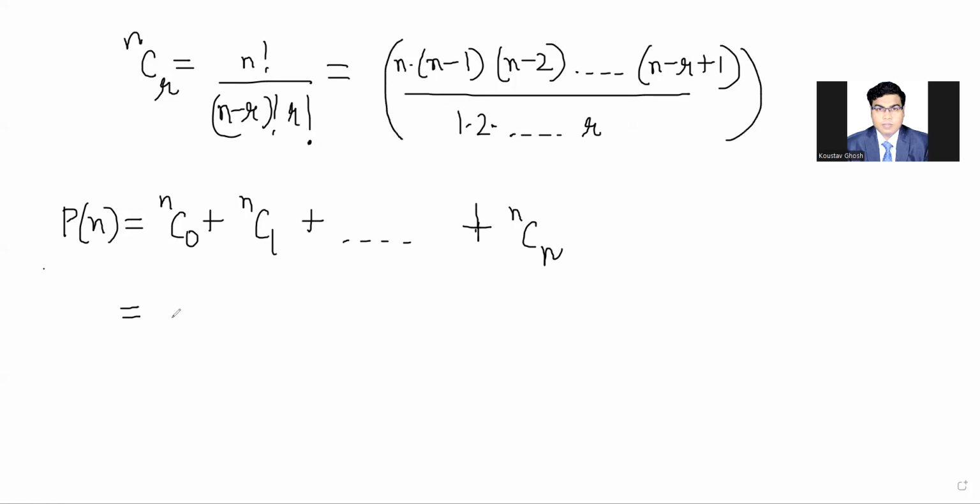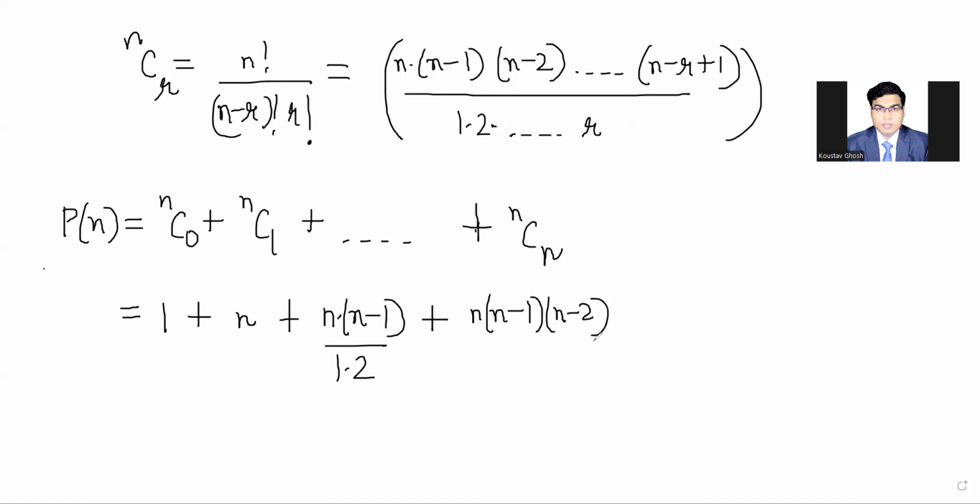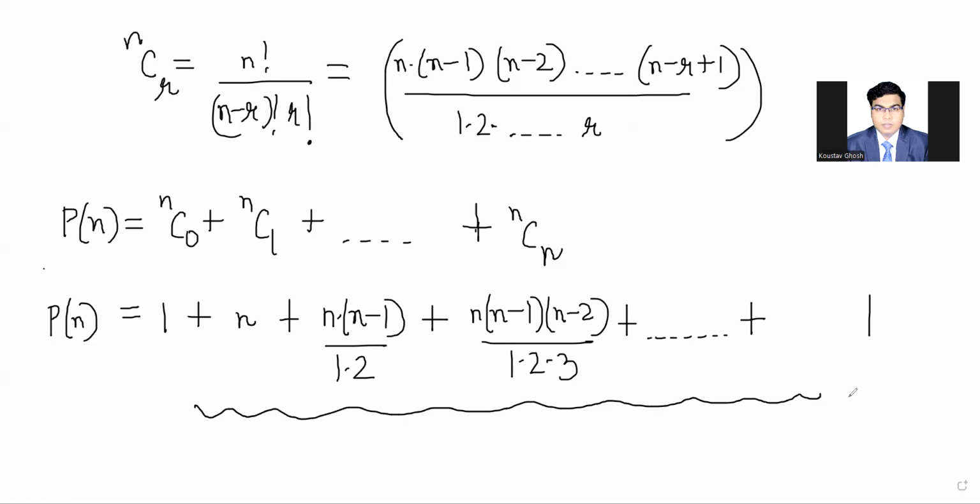So NC0 is 1, NC1 is n, NC2 would be n into n minus 1 by 1 into 2, right? And NC3 would be n into n minus 1, n minus 2 by 1 into 2 into 3, right? And so on till NCn is going to be 1 again. So now notice that P of n looks like an algebraic expression, and it starts having powers of n, right?